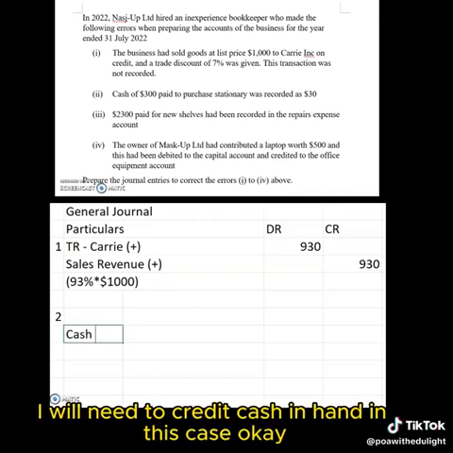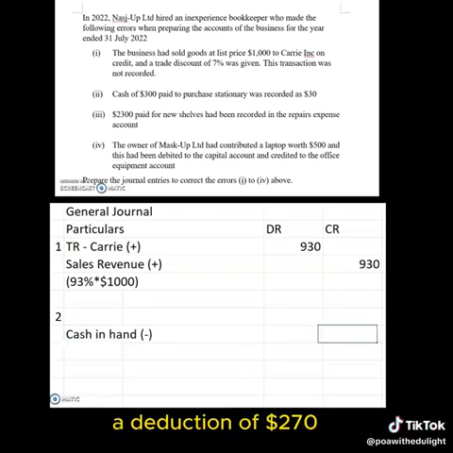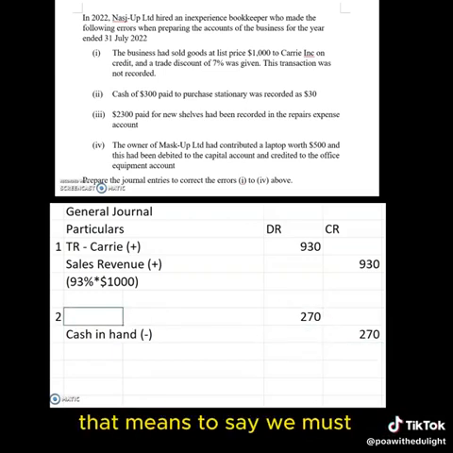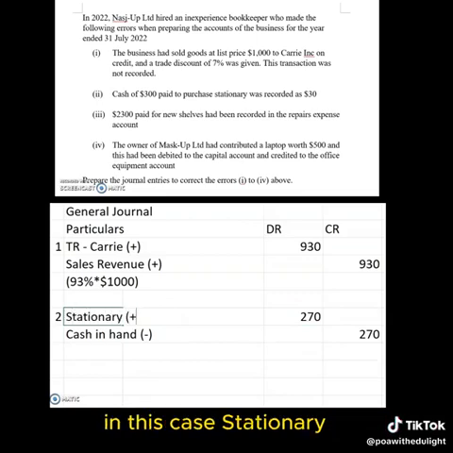So definitely I will need to credit cash in hand in this case, a deduction of $270. That means we must debit something with $270. In this case, stationery, right? It went up by $270.